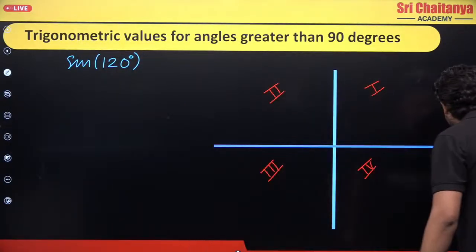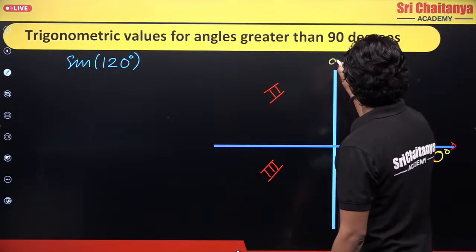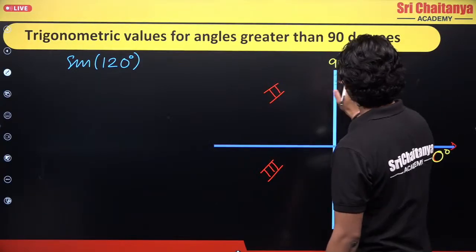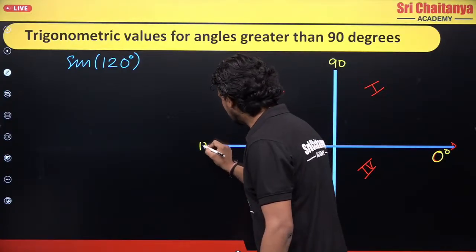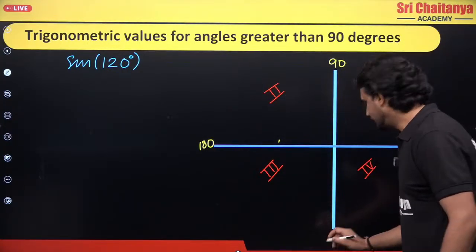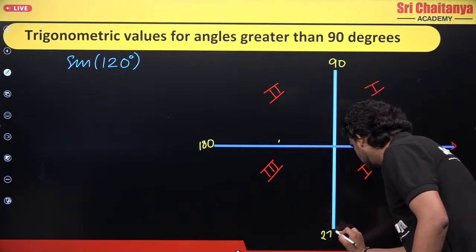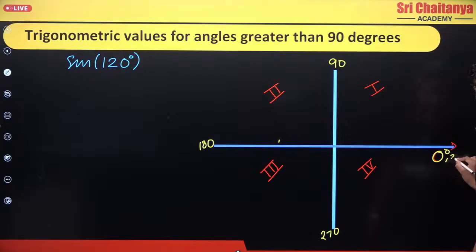Let's say this is 0 degrees. What is this? Can I say this is 90 degrees? Right? 0 degree, 90 degree. Now, what is this? 90 plus 90, this will become 180 degrees. 90 plus 180 will give me 270. Right? This will become 270. And if I again come back, what is this? This will become 360. Okay, let's continue.